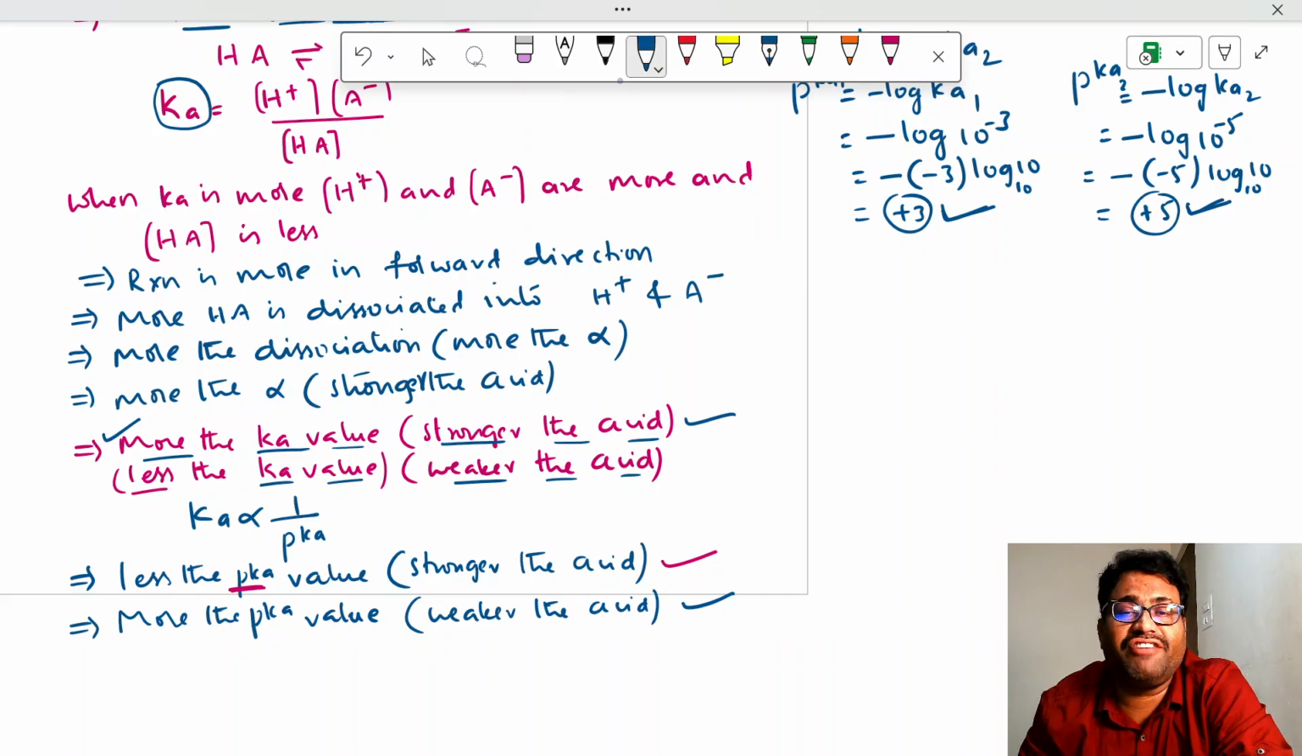Understood? So by looking at these three factors, we can say whether it is a strong acid or a weak acid. We are all speaking comparatively: whether it is stronger or weaker can be known by its alpha, its Ka and its pKa. Okay, so let us see the question.